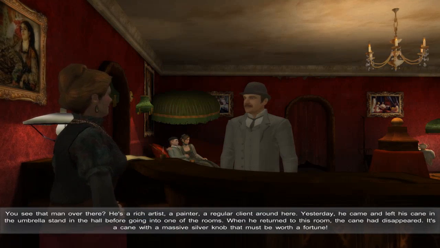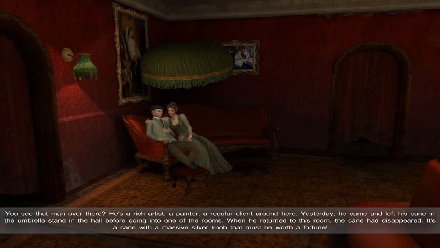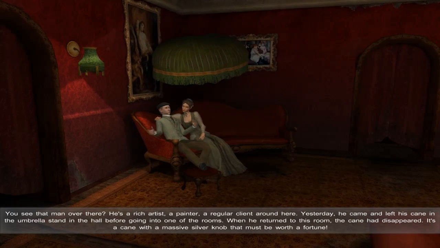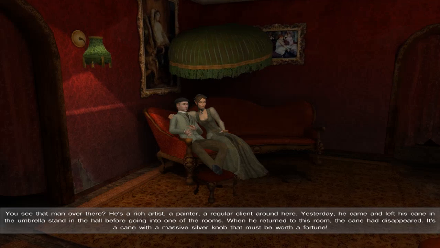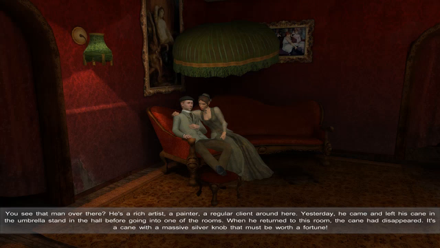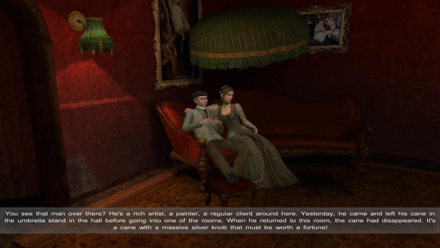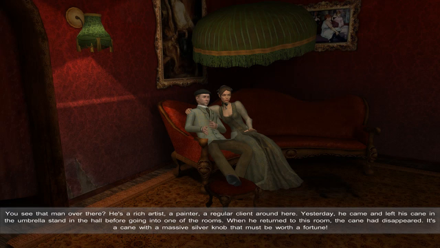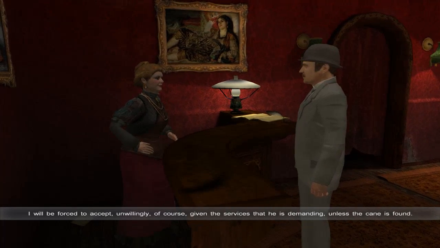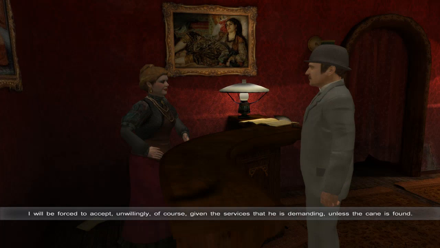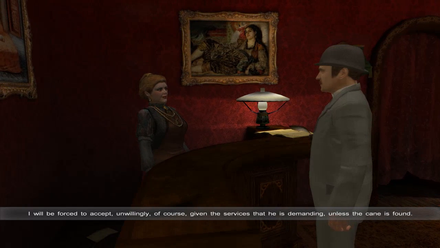You see that man over there? He's a rich artist, a painter, a regular client round here. Well, yesterday, he came and left his cane in the umbrella stand in the hall before going into one of the rooms. Well, when he returned to this room, the cane had disappeared. It's a cane with a massive silver knob. It must be worth a fortune. He threatened to call the police unless he got free services in my establishment for a year. I'll be forced to accept, unwillingly, of course, given the services that he's demanding, unless the cane is found.